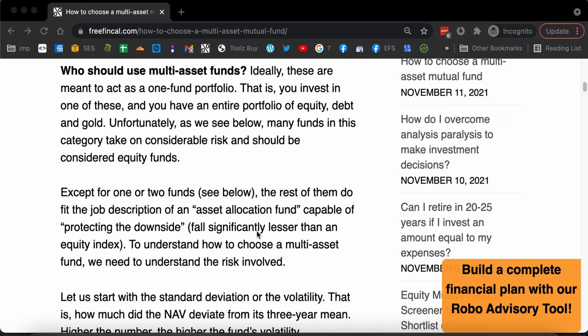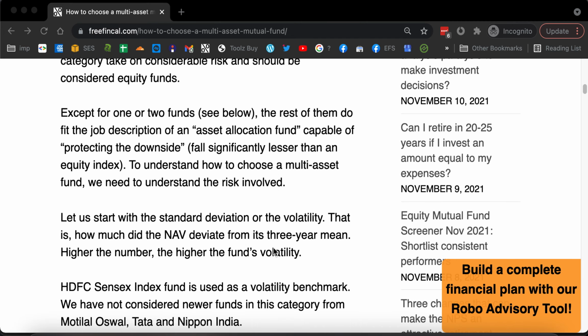And AMCs advertise these funds saying asset allocation is important and so on. But that's fine. The asset allocation of these funds keeps fluctuating a lot, so it may not be useful as a one fund portfolio unless you dig deeper, and that's what we're going to do.